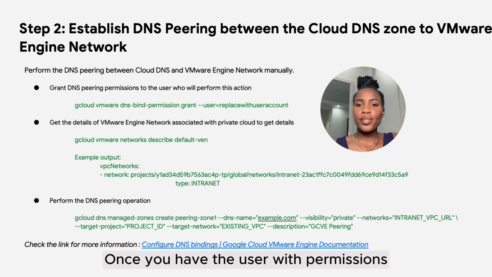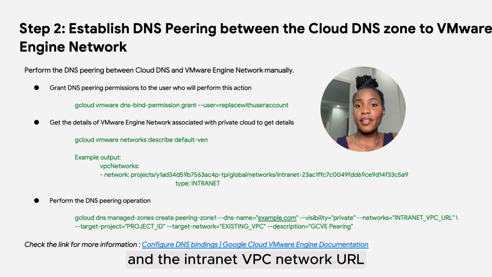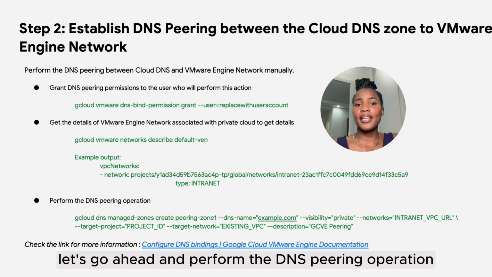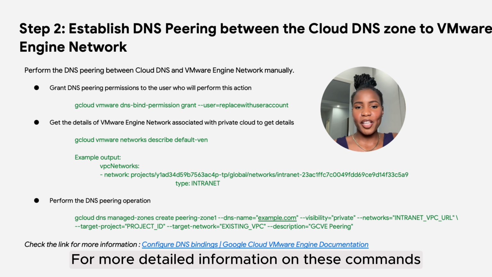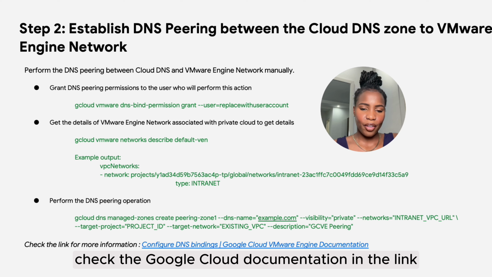Once you have the user with permissions and the Intranet VPC network URL, let's go ahead and perform the DNS peering operation by executing the final command. For more detailed information on these commands, check the Google Cloud documentation in the link.